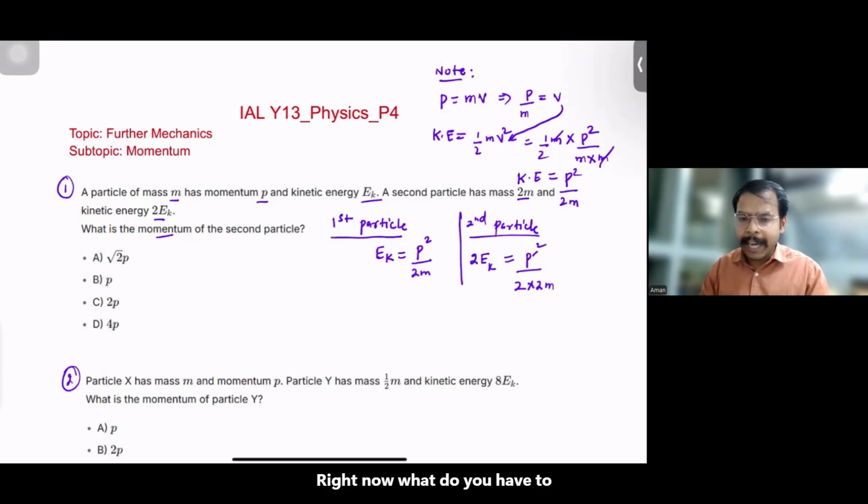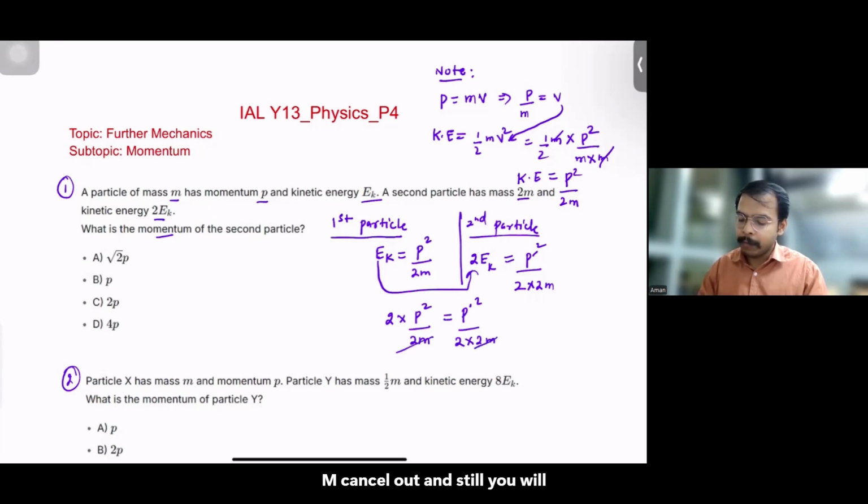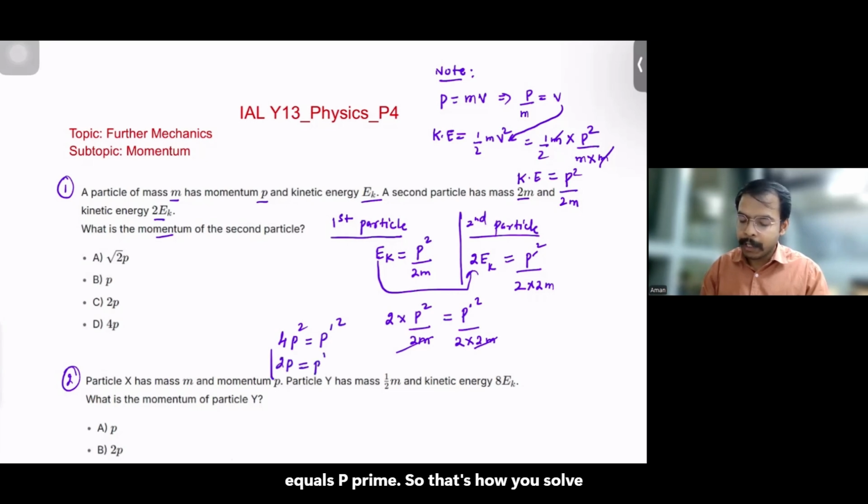Now, for the Ek expression, just put it from here to there. You will see 2 times Ek, where Ek is p squared over 2m, equals p prime squared over 2 times 2m. This 2m cancels out. Making p prime the subject, you get 2 times 2, which is 4 times p squared equals p prime squared. Taking the root on both sides, you get 2p equals p prime. That's how you solve this question and get your answer.